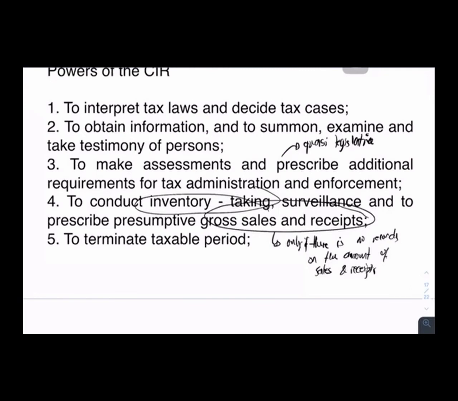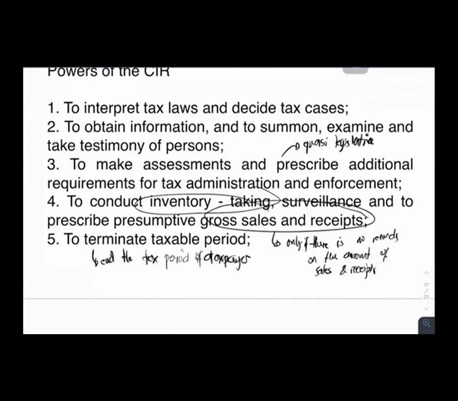Next, to terminate taxable period. So what do we mean by the termination of the taxable period? So if we say we terminate the taxable period, we end the tax period of a taxpayer. Because guys, there is a presumption under the law that if ever you did not terminate your tax period, you are taxable during the whole year. You are taxable during the whole year. So since you are taxable during the whole year, in case there is already a termination of your taxable period, matatax ka pa rin the whole year.